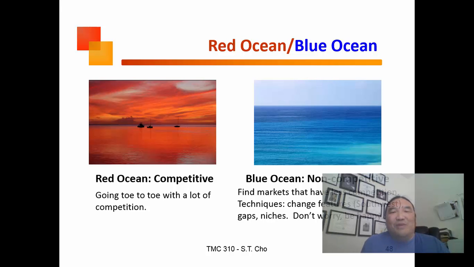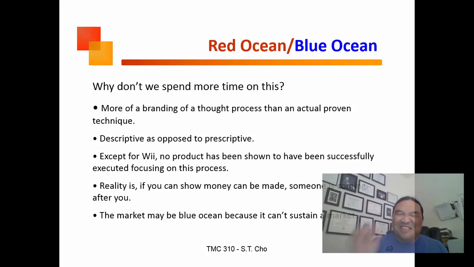Red ocean and blue ocean. I haven't really talked about this, but the theory of red ocean is that it's dangerous, that you're going toe-to-toe with a lot of competition, and you want to swim out into the blue ocean where there's less competition. If you change features, you can find gaps and niches that big companies don't compete in. And so you don't have to worry because you're in the blue ocean. Okay, is Dr. Joe being a little sarcastic?